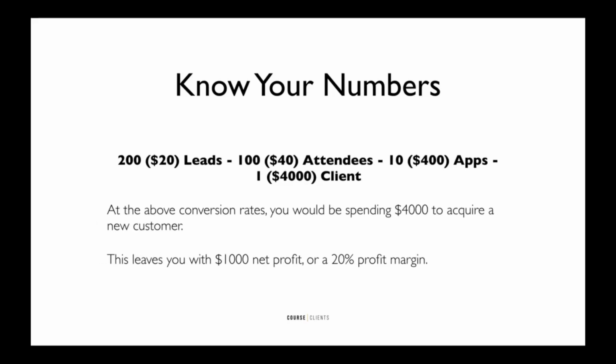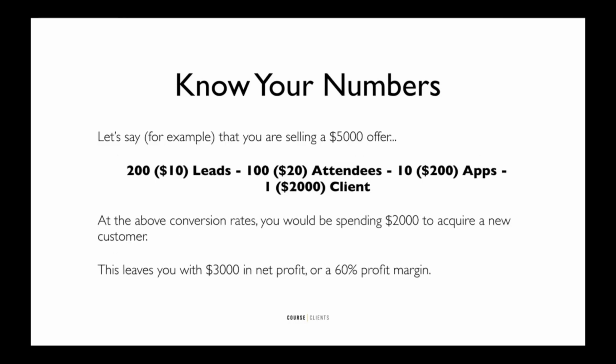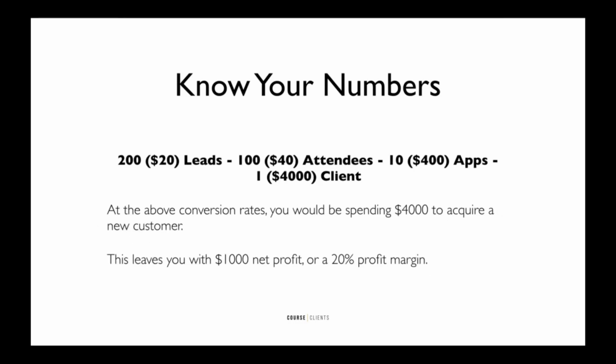If, for instance, I use those same exact ratios, but my leads are $20, now I'm still profitable, but I'm spending $4,000 to acquire a new customer. So I've got a 20% profit margin. As I'm going through and looking at my ad accounts, I'm looking for which ads, which audiences are getting me closer to this $10 cost per lead situation rather than this $20 cost per lead situation. Obviously, anything above this $20 cost per lead may not be worth it for me to continue on with.